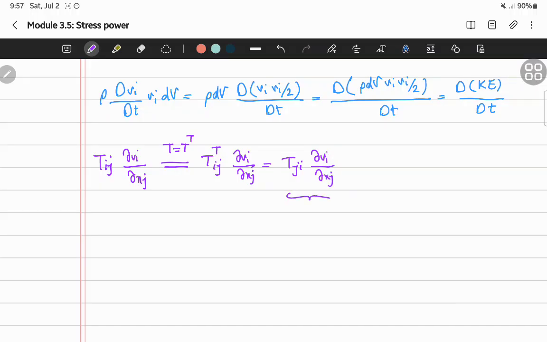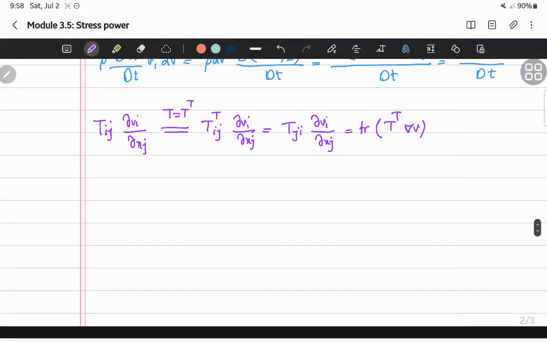And here you see that this is a tensor, this is also a tensor. So it finally forms a scalar. So it is equal to the trace of T transpose del V. And this is the gradient of V. So that's why we write here del V.